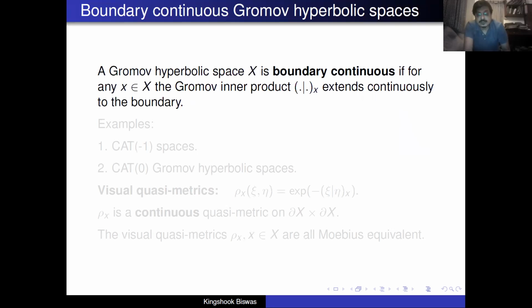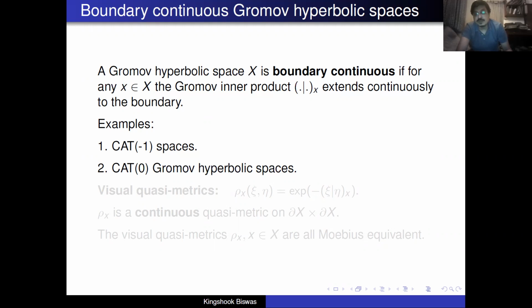Okay, so now we want to generalize what we have for CAT(-1) spaces to Gromov hyperbolic spaces, because as we've seen just now, Gromov hyperbolic spaces naturally occur when trying to reconstruct the space from its boundary. So a Gromov hyperbolic space X is said to be boundary continuous if for any point little x in X, the Gromov inner product with respect to x extends continuously to the boundary. So as we've already stated, CAT(-1) spaces are examples of boundary continuous Gromov hyperbolic spaces. And in fact, one can show that CAT(0) Gromov hyperbolic spaces are also examples of boundary continuous spaces. So this gives a much larger class of examples. So for example, Gromov hyperbolic CAT(0) cube complexes would be boundary continuous.